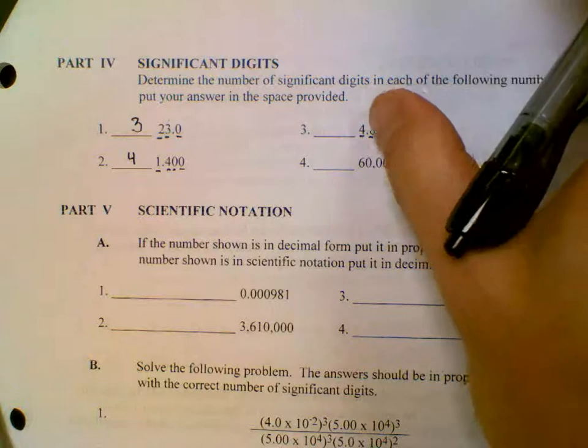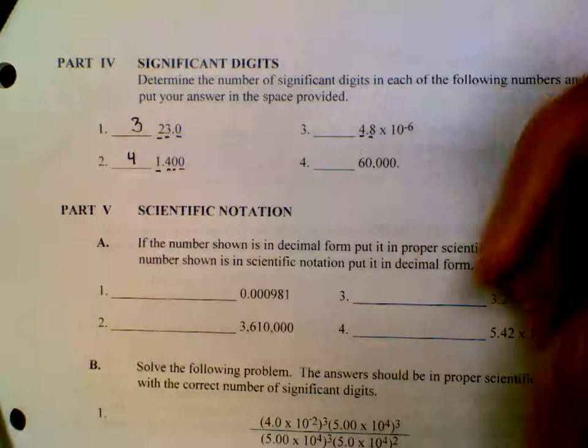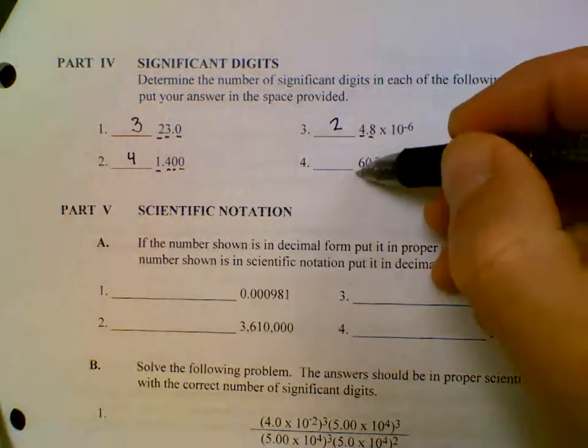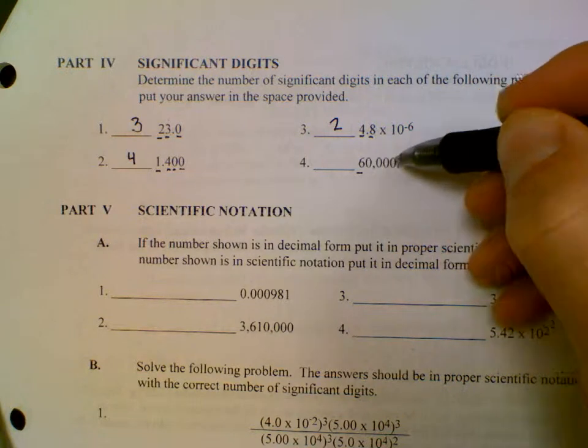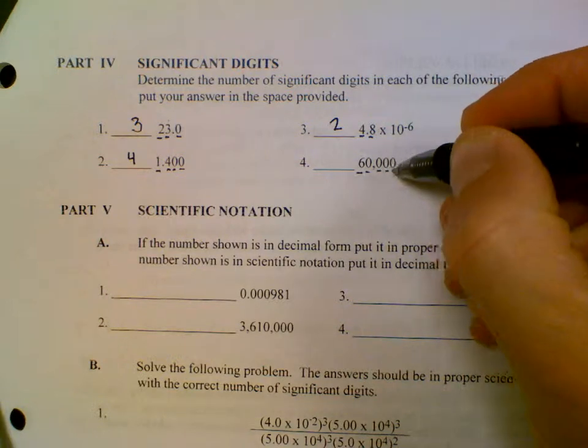4.8 both count. For scientific notation, we don't care about the times 10 portion, so 2 sig figs. And then the 60,000, the 6 counts. All 4 of these zeros are on the right-hand side of a 6, and I see a drawn decimal point, so all of these count.